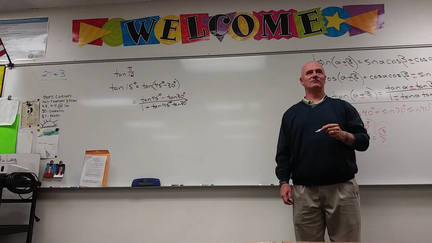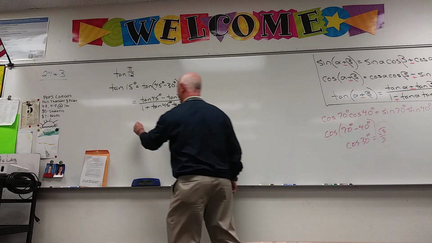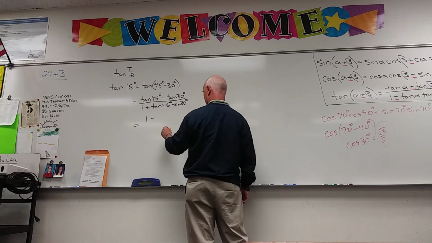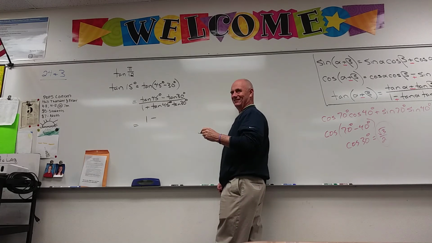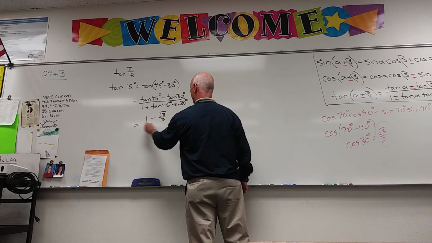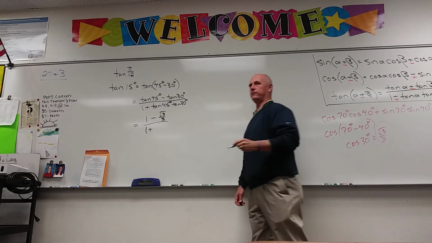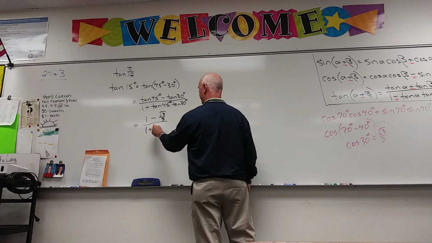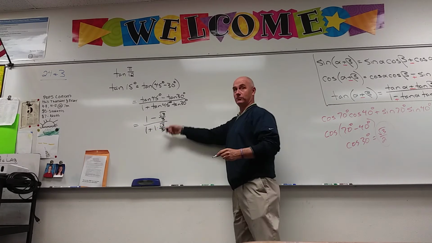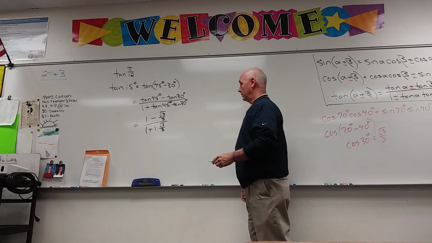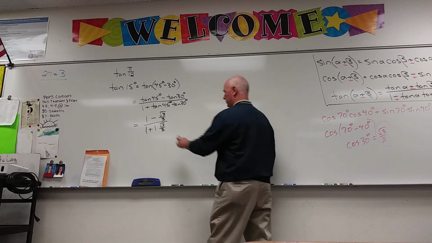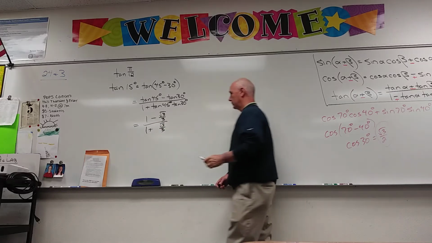Chart time. Here we go. Tangent of 45 degrees is 1, minus tangent of 30 degrees, square root of 3 over 3, over 1 plus tangent of 45 degrees times tangent of 30 degrees, square root of 3 over 3. We just did it, so you should know it. So the top is 1 minus square root of 3 over 3. The bottom is 1 plus 1 times, so we can get rid of the 1 times here.